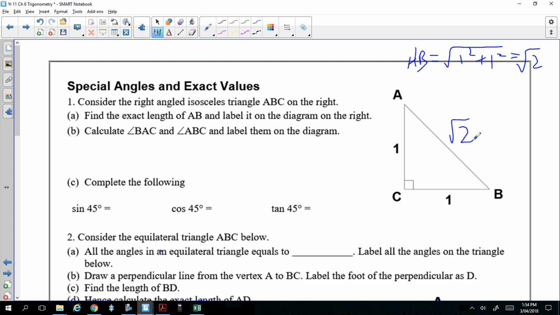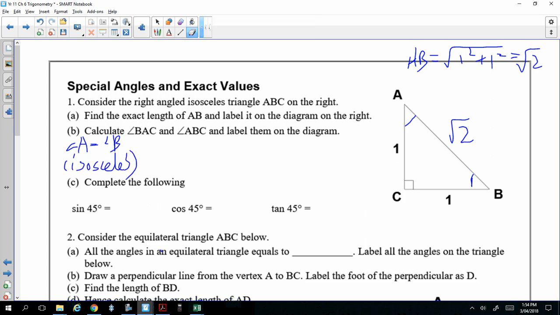Once we do that, we're going to find some angles. So we have to find angle BAC and ABC. Alright, so you have to find these two angles. Because it's an isosceles triangle, what do we know about angle A and B? They're equal because it's isosceles, isn't it? So we can say angle A equals angle B because it's isosceles.